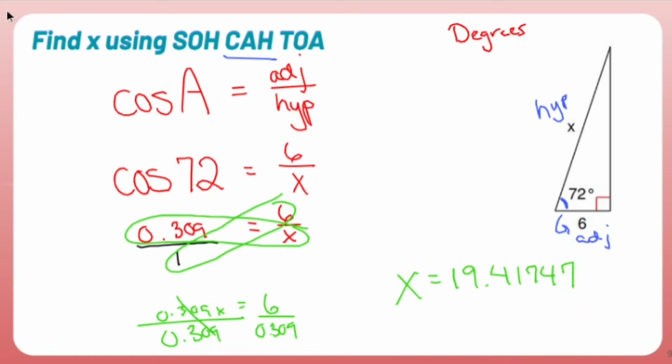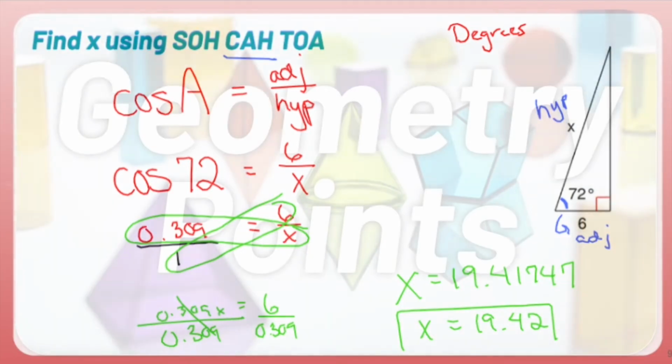So depending on how picky, I didn't tell you where to round it to, so let's round it to 2 decimal places, 19.42. No units to worry about, don't have to worry about inches or feet or anything like that. So that's how you find x. We're finding a hypotenuse using trigonometry. Awesome.